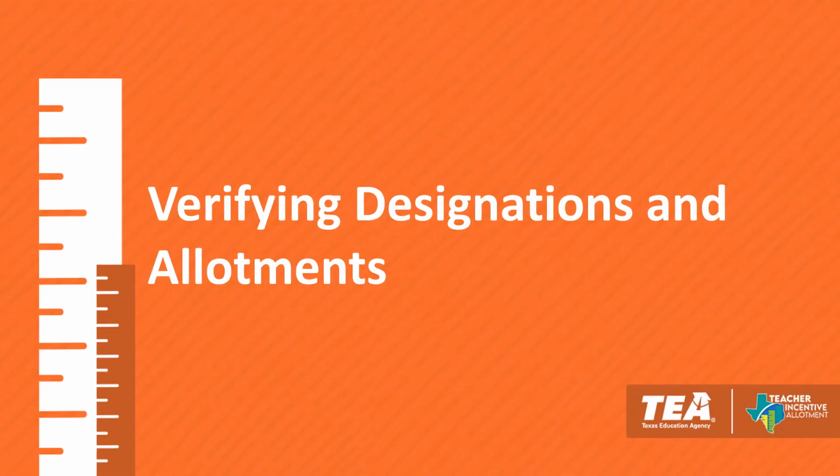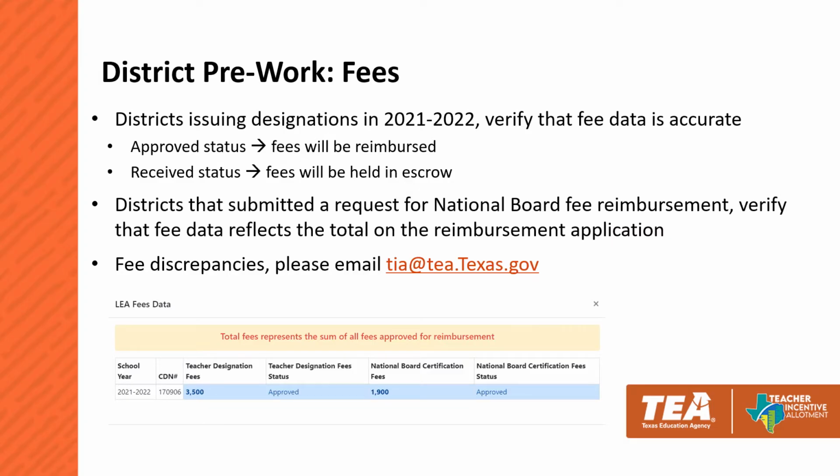Now we'll look at verifying designations and allotments in SCOMS. Prior to confirming allotments, we ask that districts verify all allotment values, including fees. Districts issuing designations in 21-22, please verify that the designated teacher fees paid to TEA match the fee value in approved status. These are all fees that will be reimbursed. If any fees are in received status, that indicates they will be held in escrow. These should also match the amount paid to TEA in fall 21.